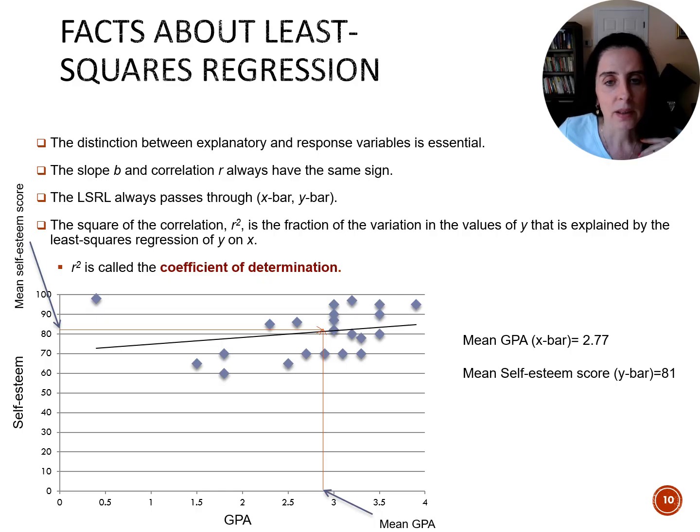Other facts that we must remember about regression are that R squared is called the coefficient of determination, and it represents the proportion of variance in the response variable that can be attributed to the explanatory variable.